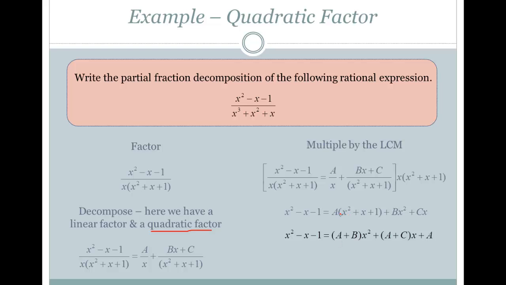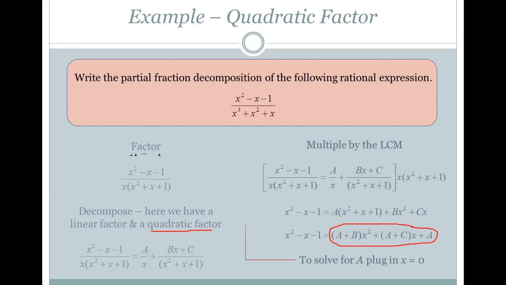The other thing I want to try to do is to group by terms. So I want to get all the x squared terms together, all the x terms together, and all the constant terms together. That's what I've done right here. Once I get to this step, I know that the coefficient of the x squared terms has to be the same. The coefficient of x squared here is 1, and the coefficient is A plus B, so A plus B has to equal 1. A plus C has to equal -1, and like I said earlier, A has to equal -1. So the coefficients of the similar terms have to be the same.